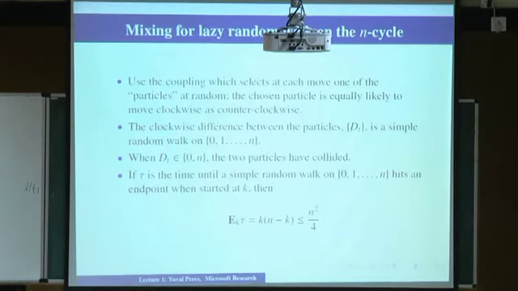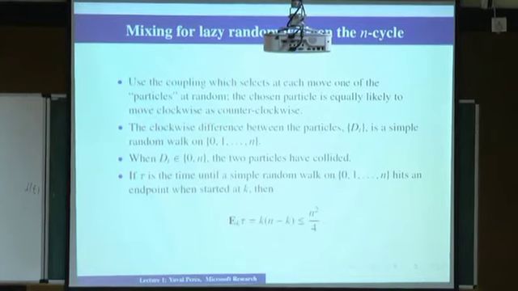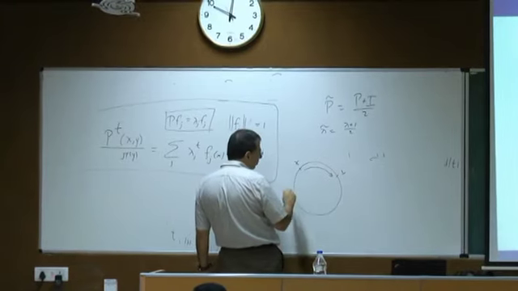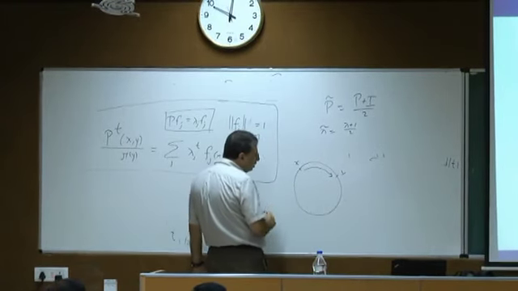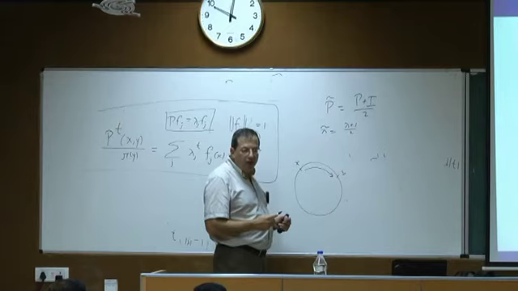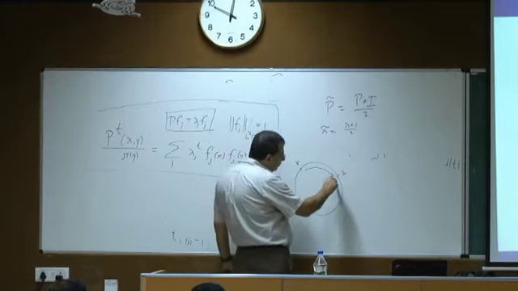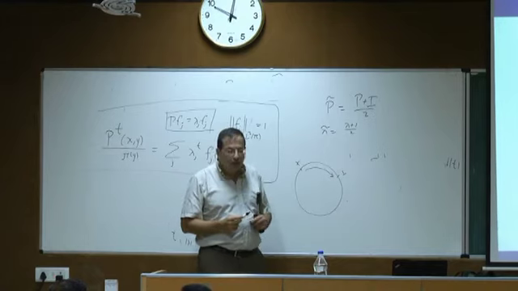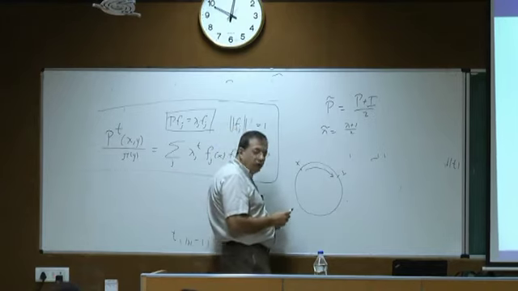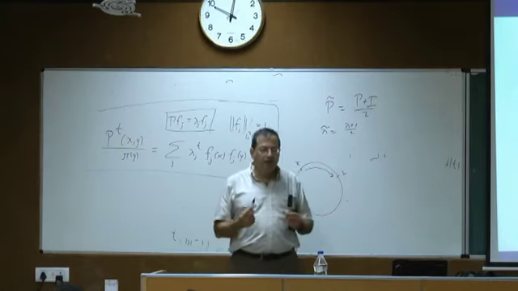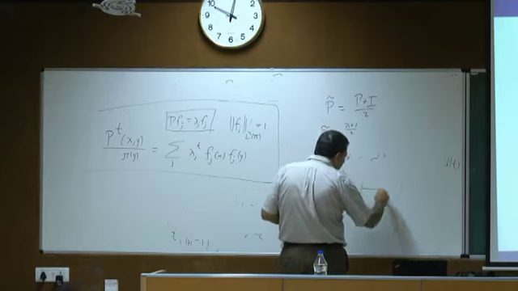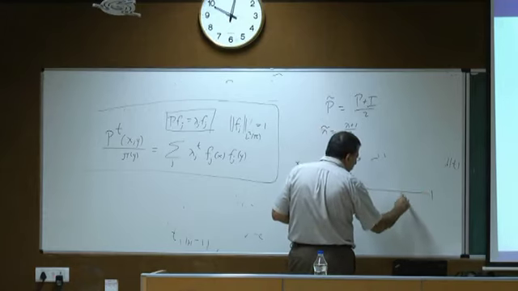Okay, so again, what I'm looking at is this cycle. I have two marked particles, x and y. I look at the clockwise distance from x to y and see how it changes. So no matter who moves, x or y, this clockwise difference is going to either go up or down, equally likely, by plus or minus 1. But the moment it reaches either 0 or n, it stops, because this means that x and y have collided. So this clockwise difference is just doing a random walk on the segment.